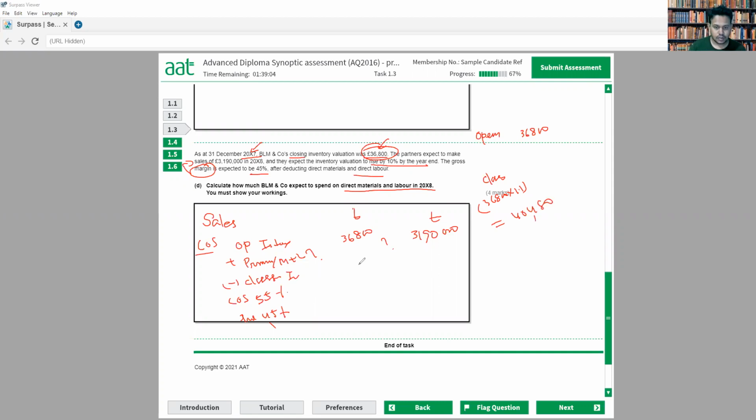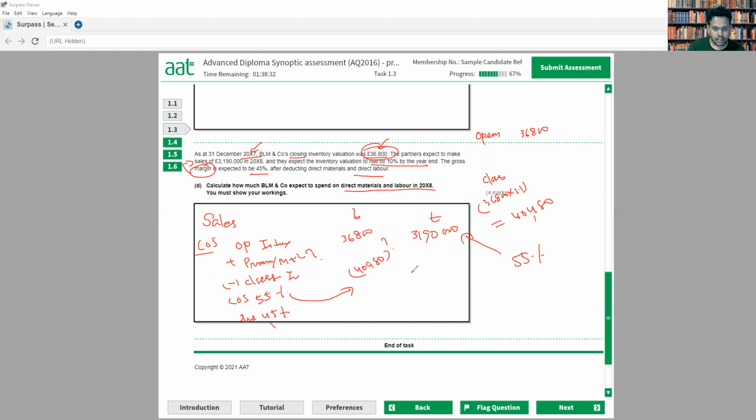So I'm writing this one, closing inventory 40,480. And remember that will be in a minus because closing inventory always takes away. Then we have a cost of sales, 55% of the sales. So from this one, I'm going to calculate the 55% because it's a margin. Margin always goes to the sales. If they said markup, don't take it. As I said before, revise your markup and margin once again. So 55% of the sales.